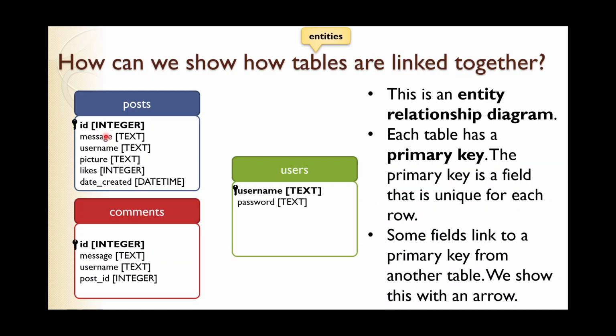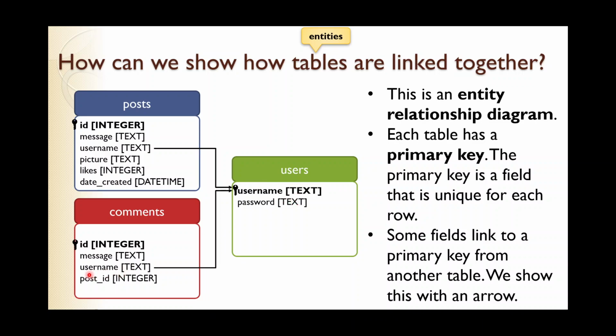Because look, a post has a username. And that username, from the table we saw, well, there were only two users, Bob and Violet, right? So that username has to come from the users table. So we can put an arrow showing that every username that is set for a post has to come from this field here. And that will point to a primary key.